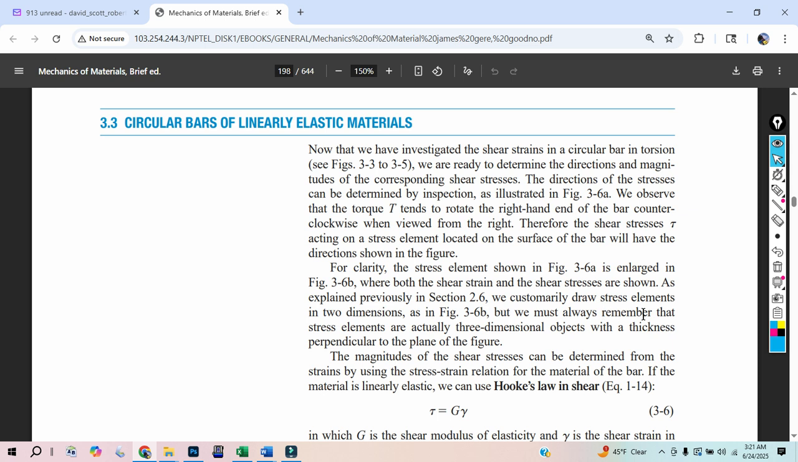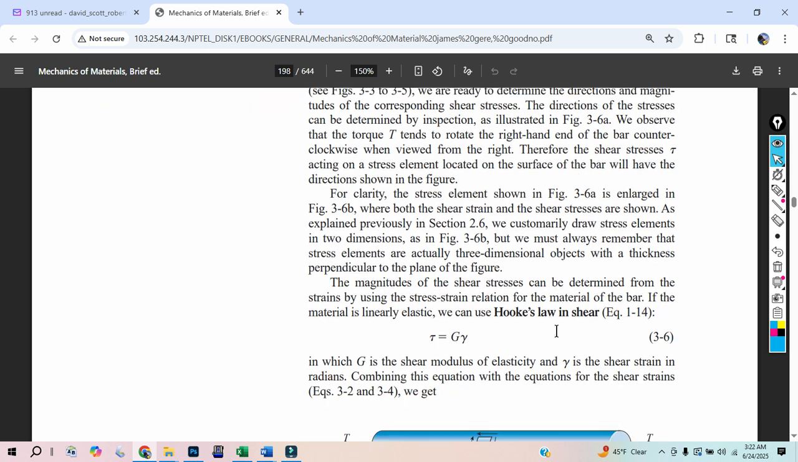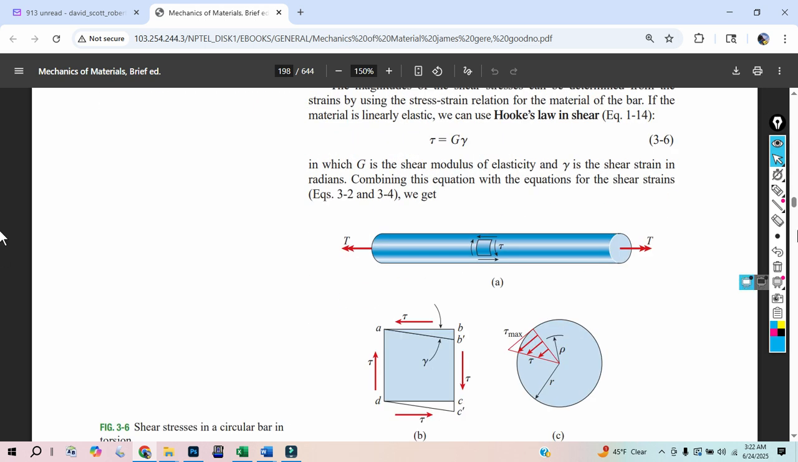But we must always remember that stress elements are actually 3-dimensional objects with a thickness perpendicular to the plane of the figure. I spaced out halfway through reading that, but that's what we've been talking about the entire time, that this is a 3-dimensional little cube. It's not the entire thing, it's just a little cube, but you've got to make it big enough or small enough to make sense for what you're dealing with.